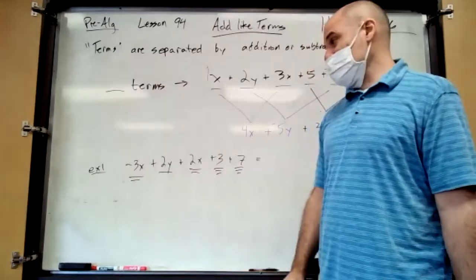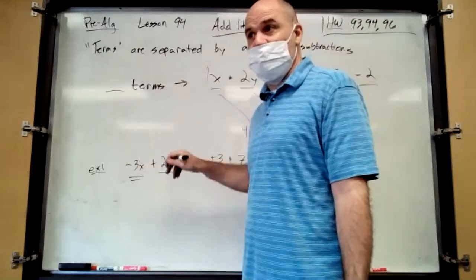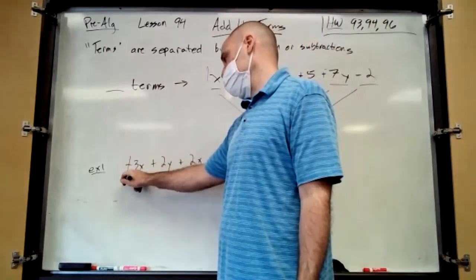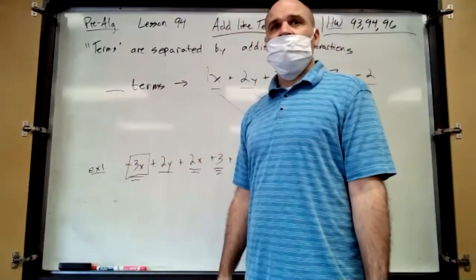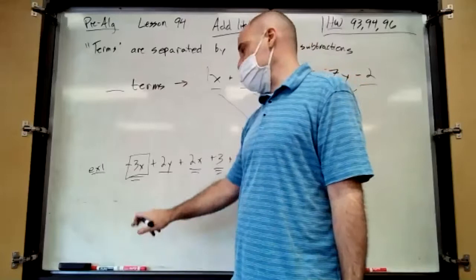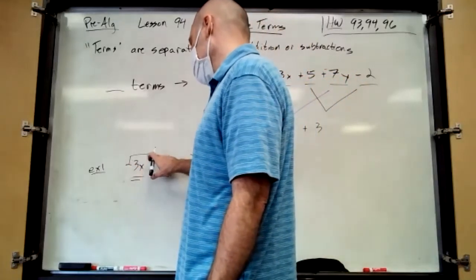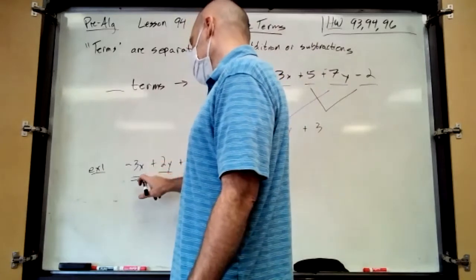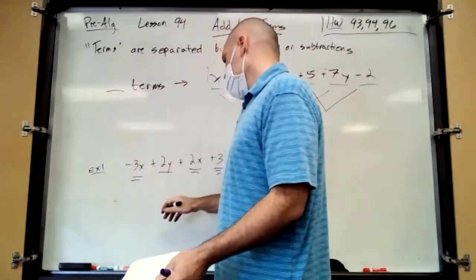What I would not recommend is putting boxes around some and triangles and circles around others, because look what happens if you try to put a box around something like this. It looks like a +3x. So I wouldn't recommend doing that. If you're going to do something, do underlines. Maybe you underline the x's with one line and the y's with two lines. It doesn't matter. Just be consistent.